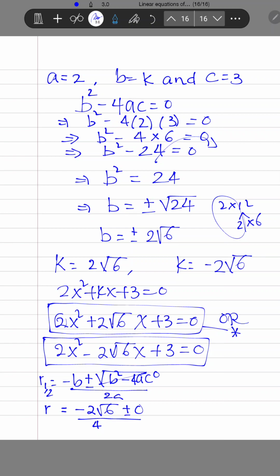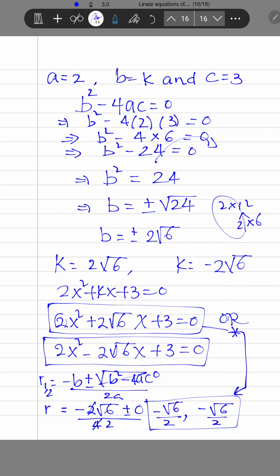So we cancel this one with this, and we get minus root 6 over 2. Identical roots. One is this one, and the other one is also the same, minus root 6 over 2. These are the two roots of the first equation.